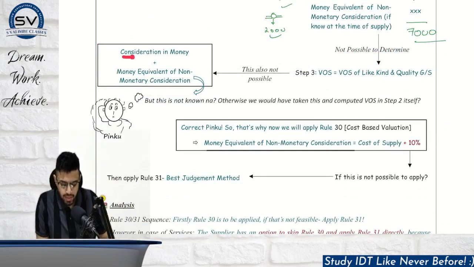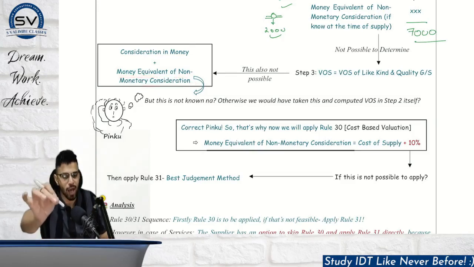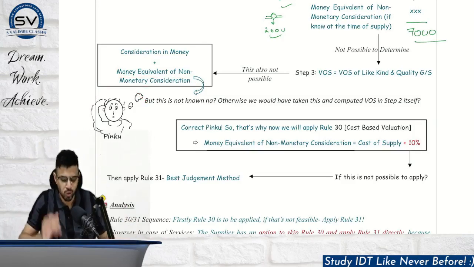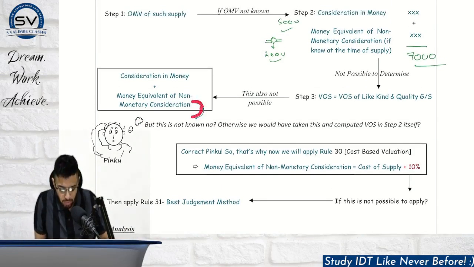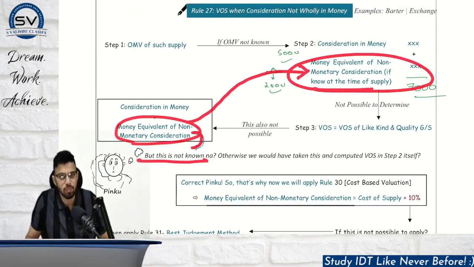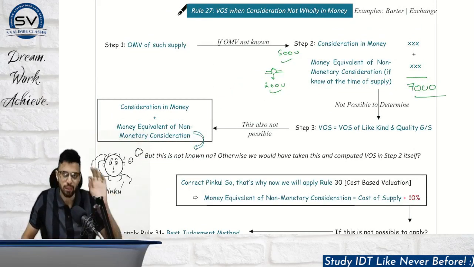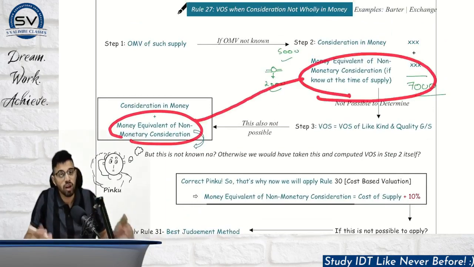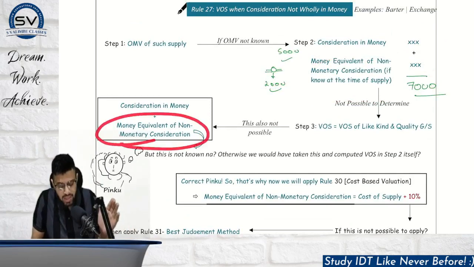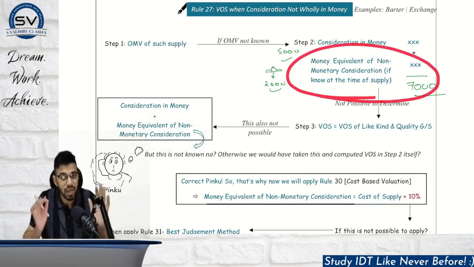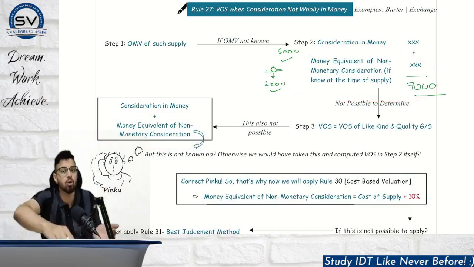You calculate this as consideration in money, whatever the amount is involved, plus money equivalent of non-monetary consideration. Now I know what query you are having. You are Pinku, this is our CA student. Now this person is having a query that you are also having, that is, sir, this amount is not known. Not known means, had this been known, we would have applied this in step number 2 itself. Okay, I understood your query. Please wait. I know if we had this value, we would have applied this in step number 2, but we don't have it. So for the purpose of using this, we will calculate this value as cost plus 10%. We do not have this money equivalent value, so we will have a computed value of cost plus 10%.